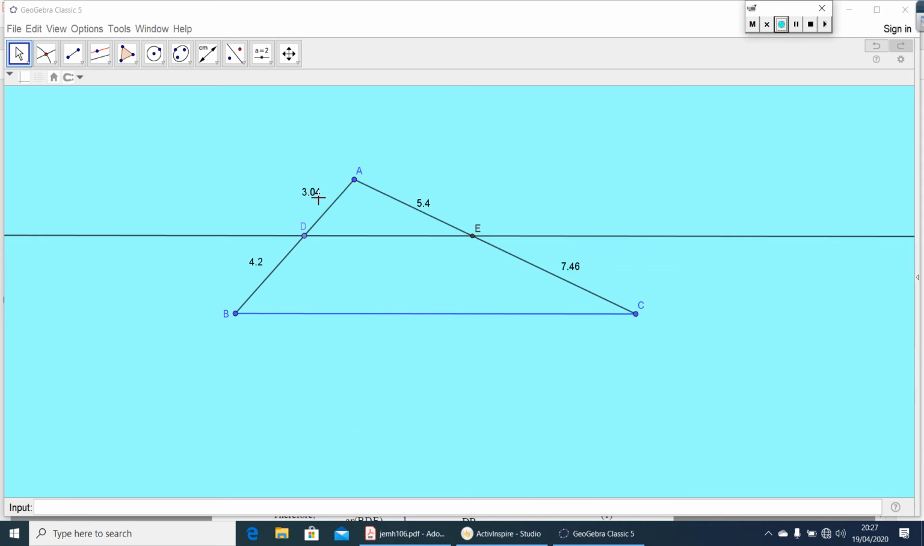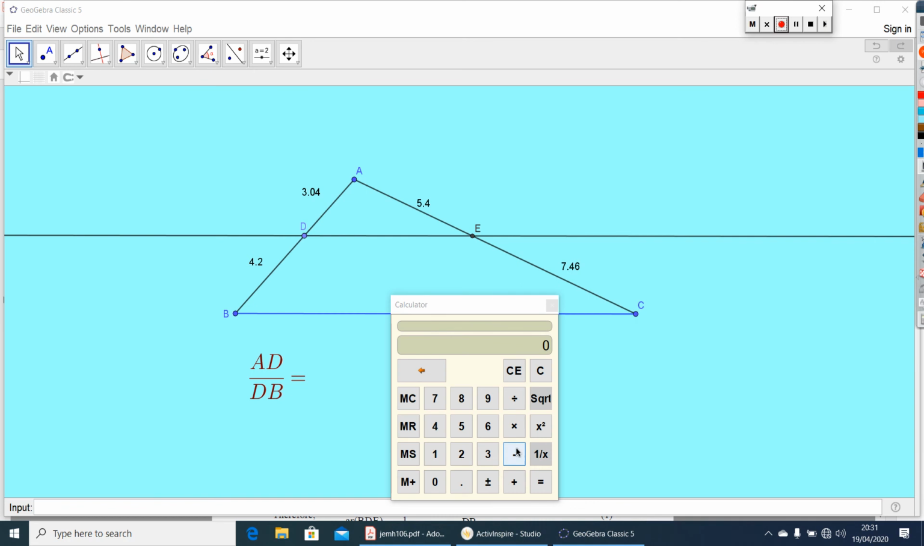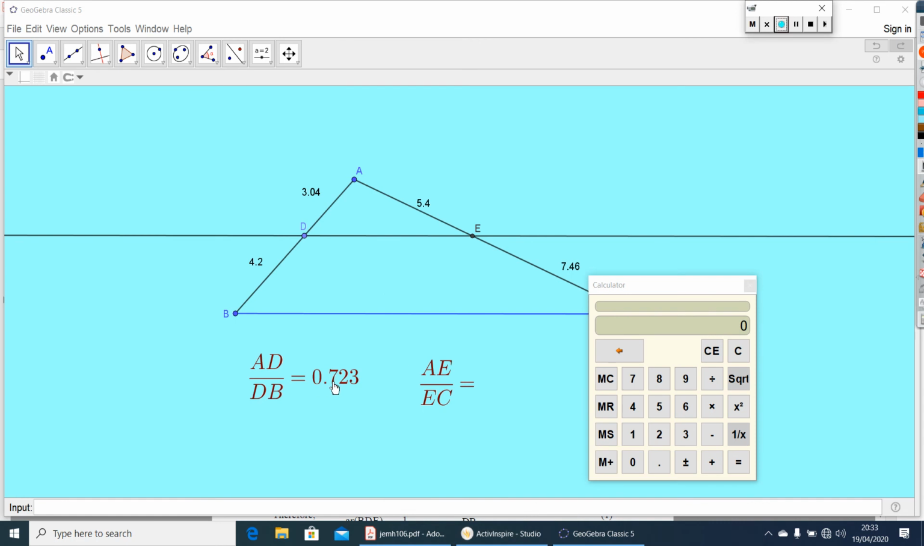Here AD is equal to 3.04, DB is 4.2, AE is 5.4, EC is 7.46. Now let me find AD by DB. AD by DB is equal to 3.04 by 4.2, which is equal to 0.72381. That is 0.724 corrected to 3 places of decimal.